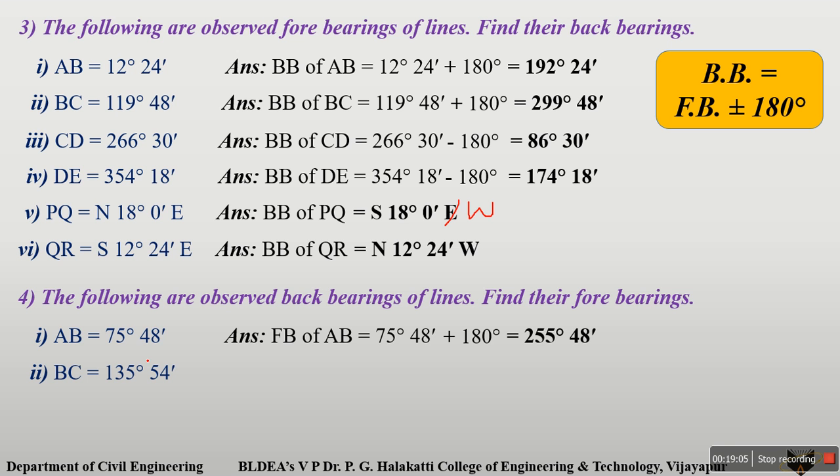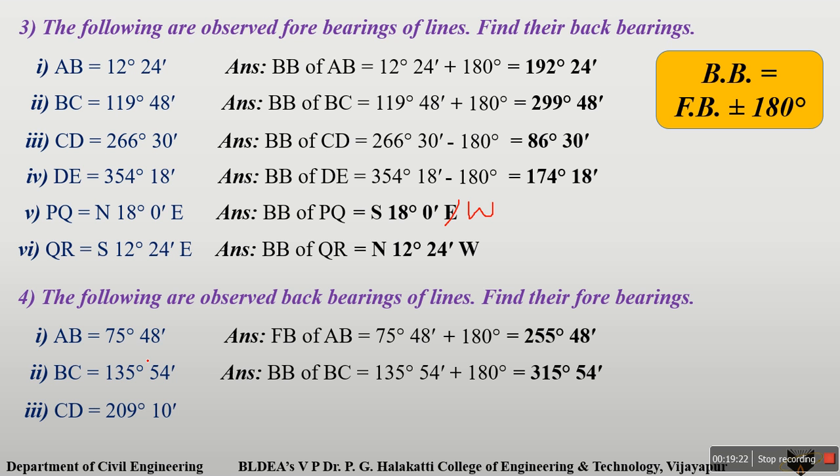Similarly, line BC is equal to 135 degree 54 minutes. Here also same, it is lesser than the 180 degree. So you have to add the 180 degree, we will get the back bearing of BC is equal to 315 degree 54 minutes.